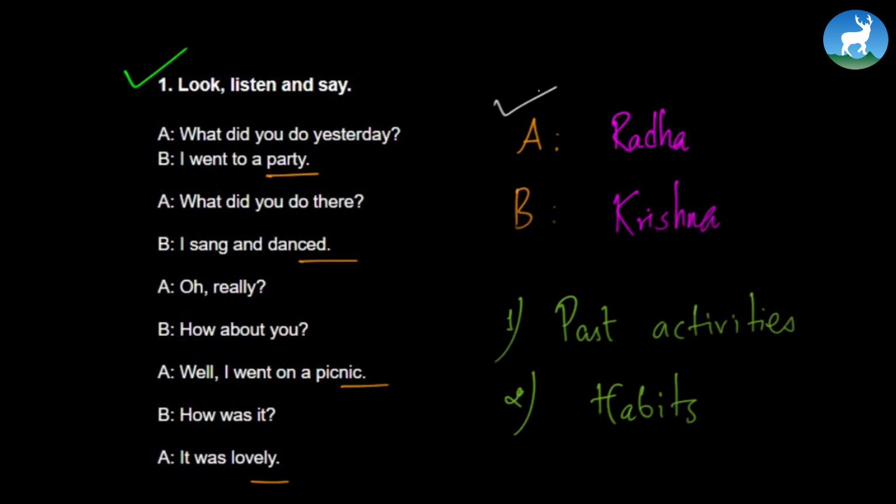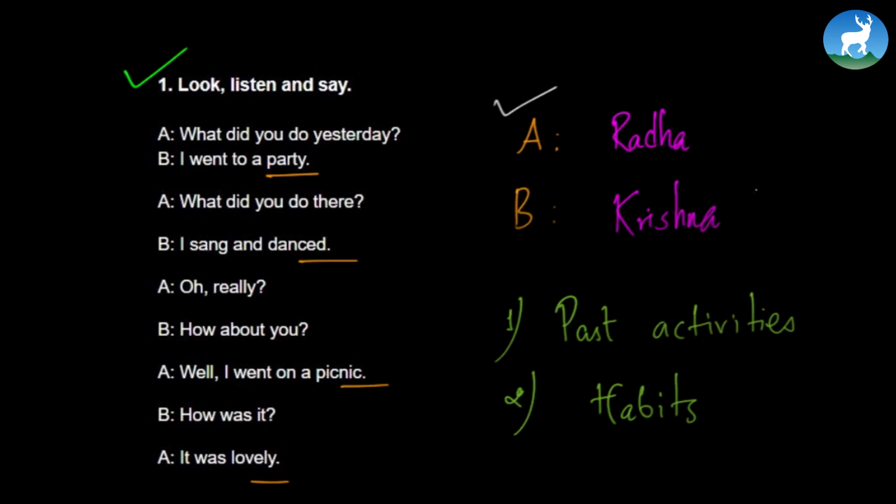Once again, let's practice reading it. What did you do yesterday? I went to a party. What did you do there? I sang and danced. Oh, really? How about you? Well, I went on a picnic. How was it? It was lovely.